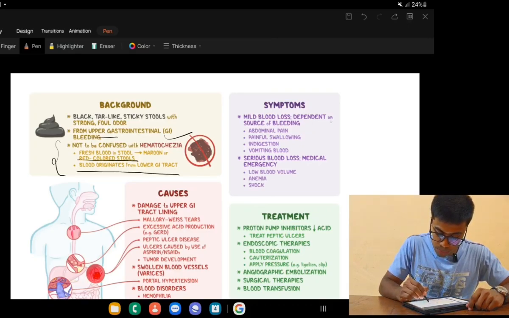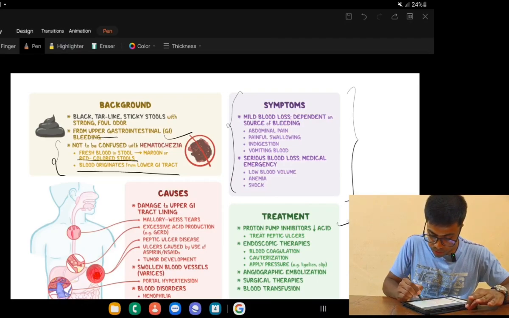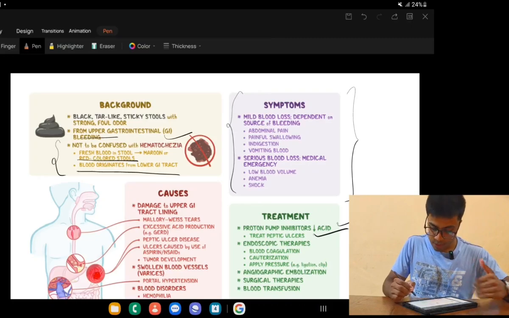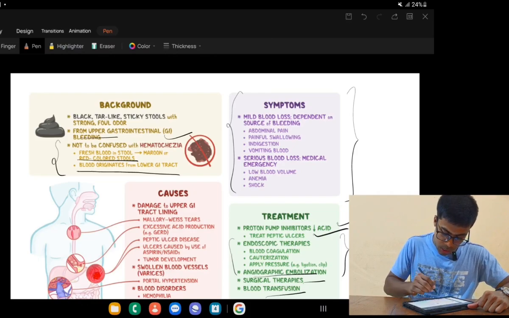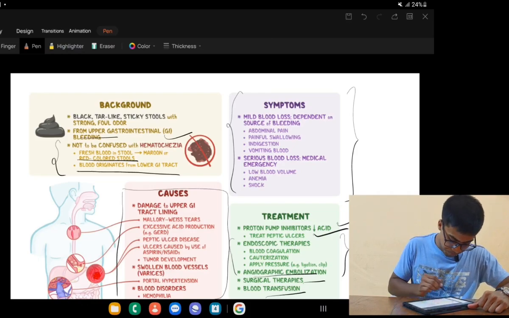Symptoms: mild blood loss dependent on source of bleeding, abdominal pain, painful swallowing, indigestion, vomiting, and everything like this. Treatment: proton pump inhibitors to decrease the acid to treat the peptic ulcer. So symptomatic treatment for every condition. What we can do: endoscopic therapies can be done, then angiographic embolization, surgical therapy, blood transfusion. And these are the causes of upper GI tract bleeding, as I have discussed earlier.